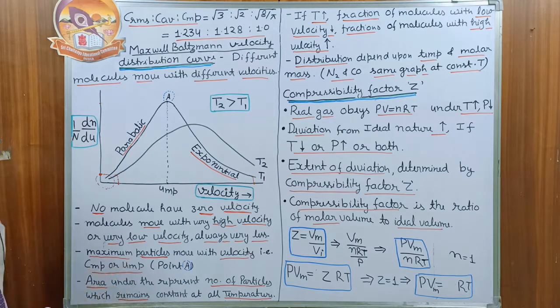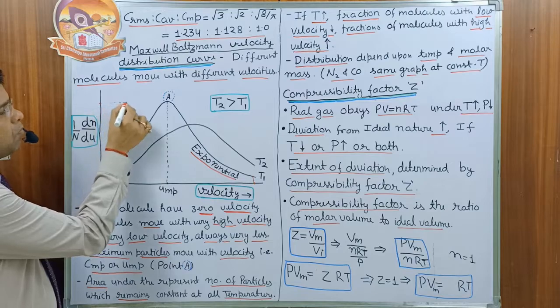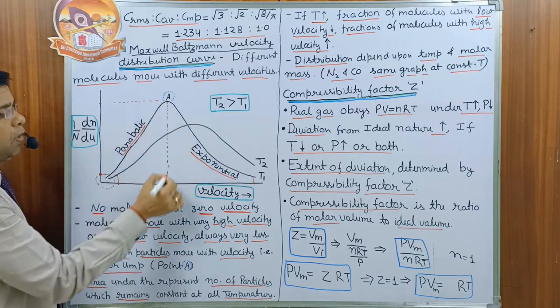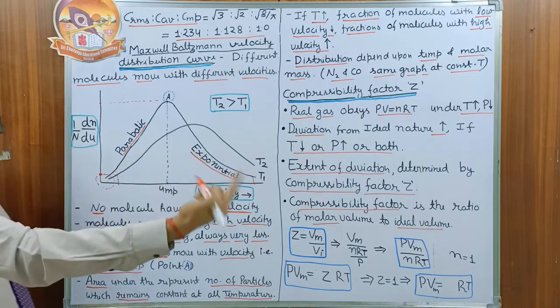Next, the maximum number of particles move with the velocity that is the CMP or UMP. CMP and UMP are the representation of the most probable speed. I have already explained that the velocity of the maximum fraction of molecules is called the UMP. With this velocity, the maximum number of particles move.